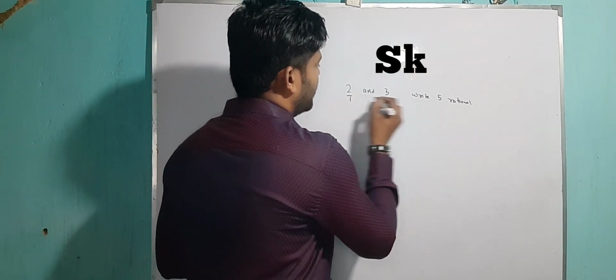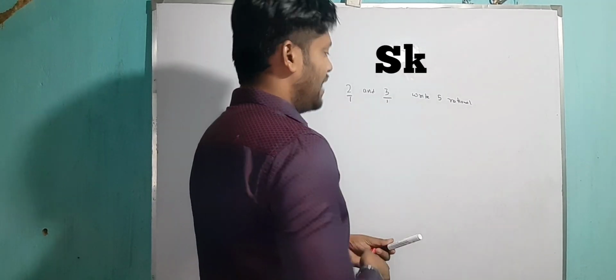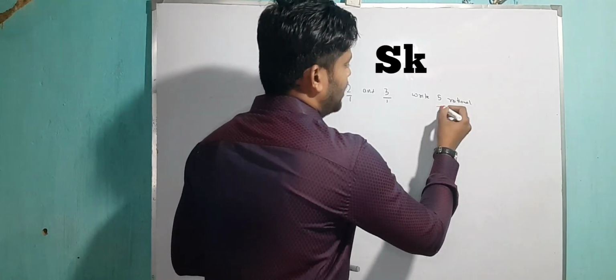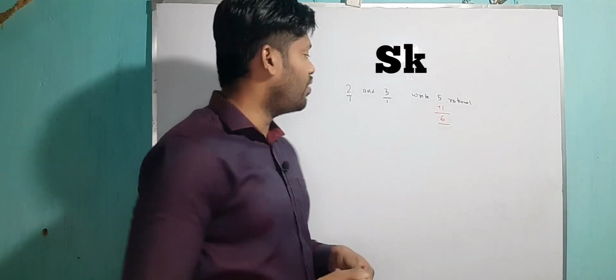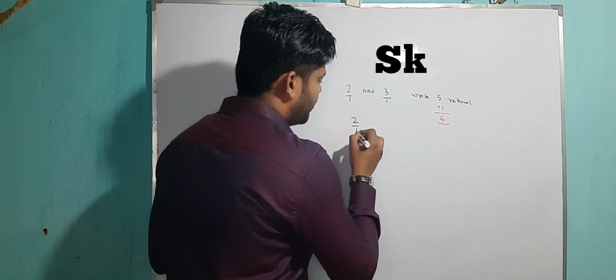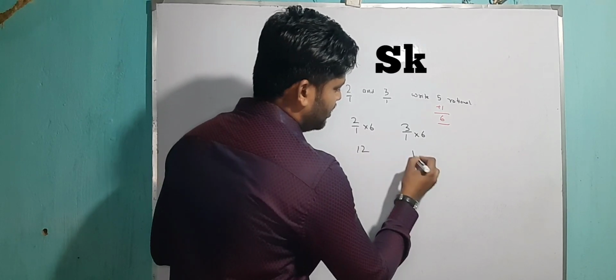Okay, so this is 2 by 1, 3 by 1. Now how many numbers are they asking for? So you have to find 5 rational numbers. Then what you have to do is add 1 to that count, which will be 6. Now I have to multiply 2 by 1 into 6, and 3 by 1 into 6. So it will be 12 here, 18.